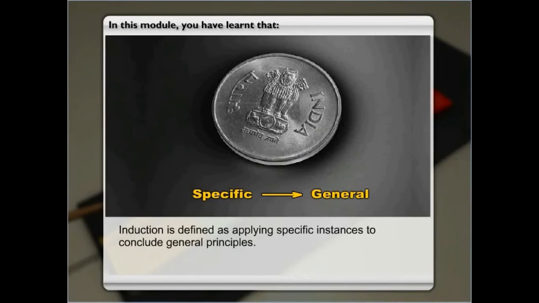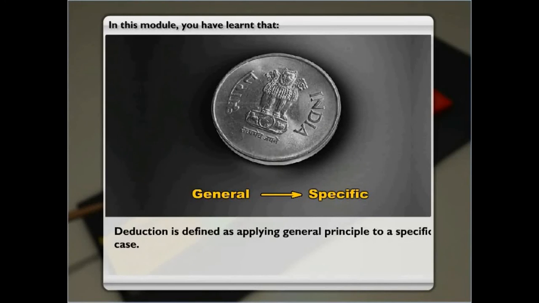In this module you have learned that induction is defined as applying specific instances to conclude general principles. Deduction is defined as applying general principle to a specific case.